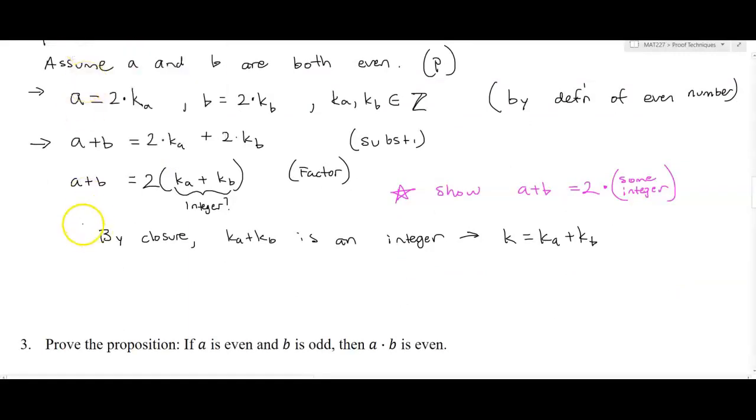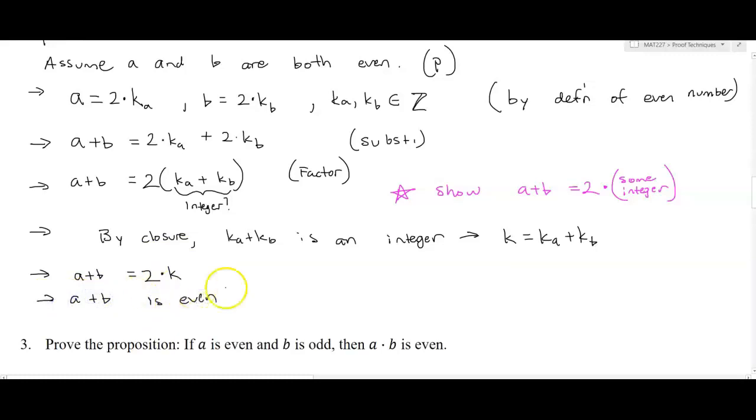So in this final step, I'll just say, okay, so this was my next step after that. This next step was just a statement. And then my final step here is just going to be to say, well, that means A plus B is equal to, and we said that Ka plus Kb, we'll just call that K, a brand new integer. And so A plus B is equal to 2 times K, which means that A plus B is even.